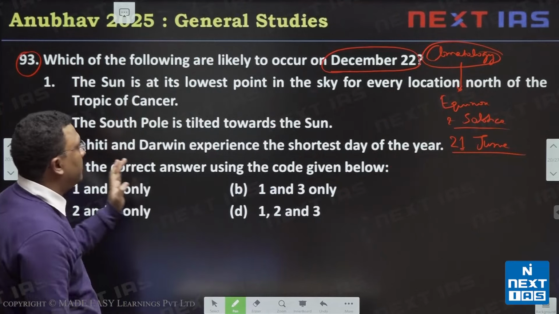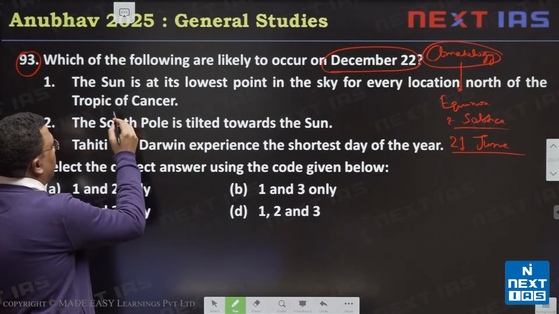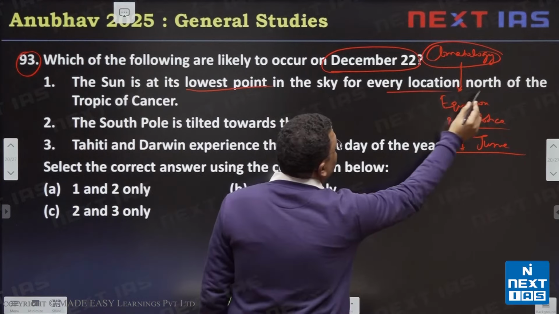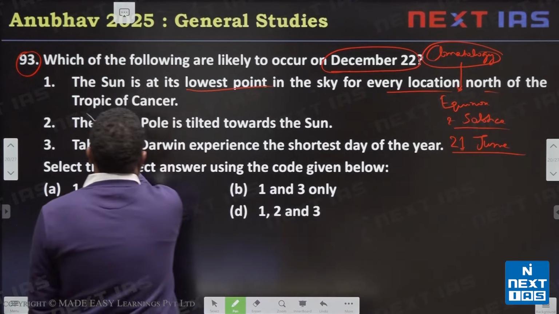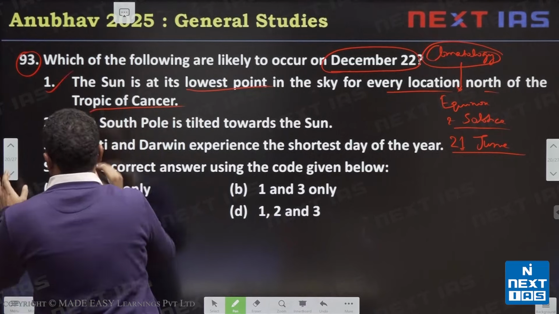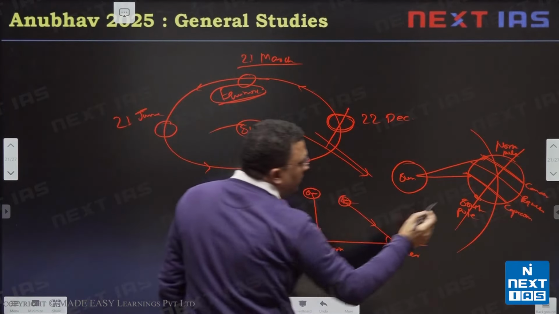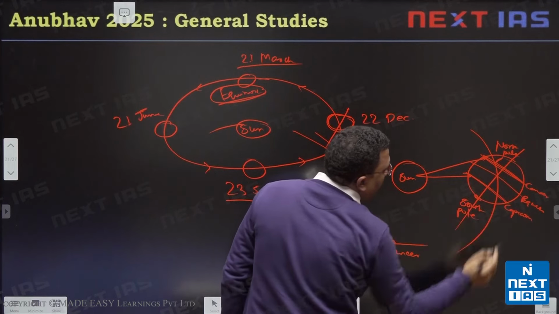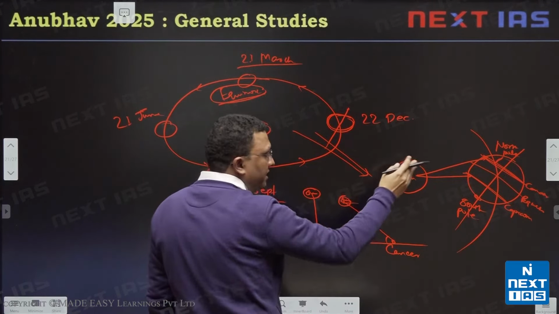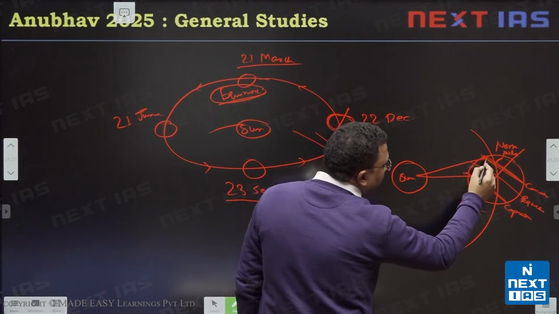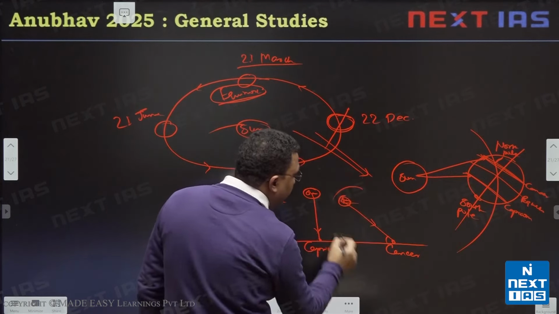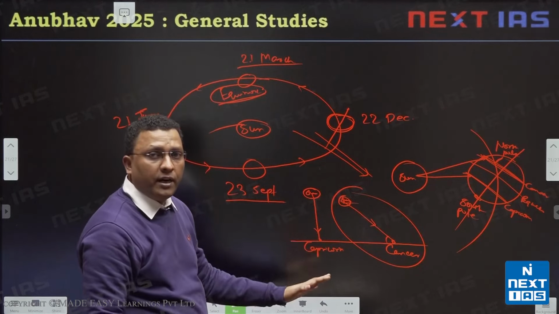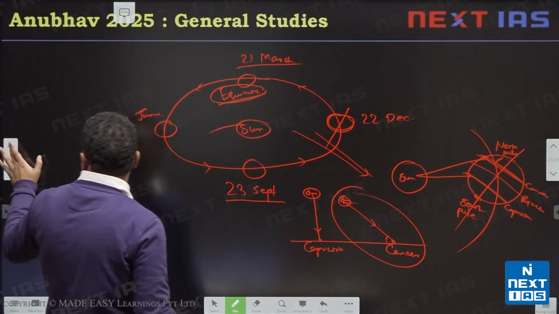Now let's see the question. The first statement says the Sun is at its lowest point in the sky for every location north of the Tropic of Cancer. This is correct, as we have discussed just now. Tropic of Cancer and all the places beyond Tropic of Cancer will receive sun rays at a slant angle, right? So it will appear that Sun is at its lowest point in the sky.